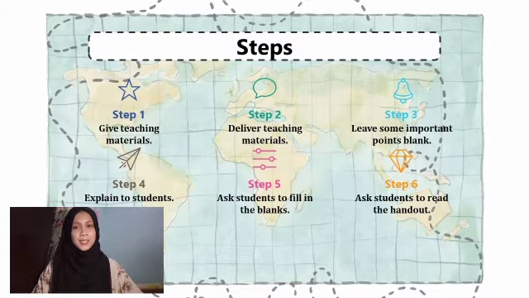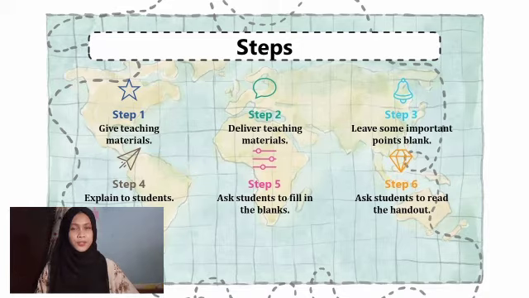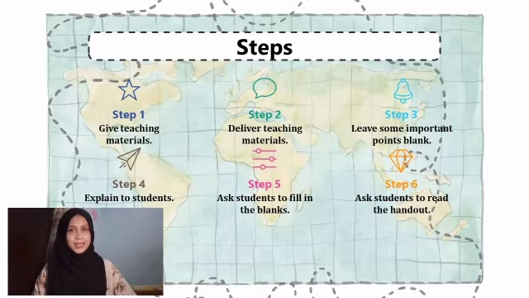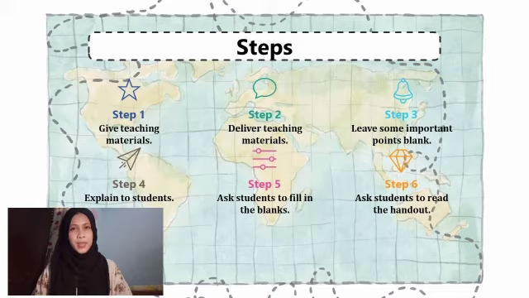Next is steps. There are 6 steps according to Agus Suprijono 2012. First is give teaching materials. For example, we can give materials in the form of handouts for students. And then the second, teaching materials are delivered using the lecture method. And then the third, leave some important points blank so that there are blank sections in the handout, for example, by leaving blank terms or definitions or by omitting some keywords.